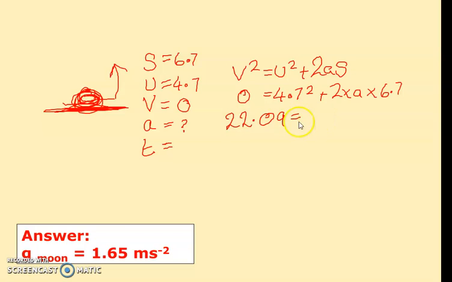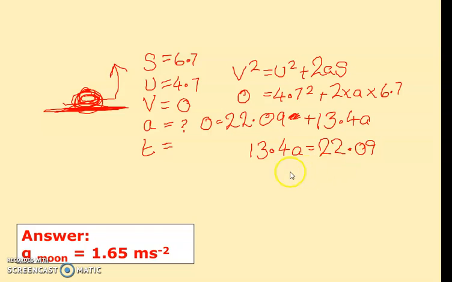4.7 squared, it says, is 22.09. And that is equal, that's naught equals, because I'm just following this equation, plus 6.7 times 2 is 13.4, so that's 13.4a. And so by definition, I'm moving the 22.09 over, I get 13.4a equals 22.09. A, therefore, is the 22.09 divided by the 13.4. And on my calculator, I get 1.648, rounding that.